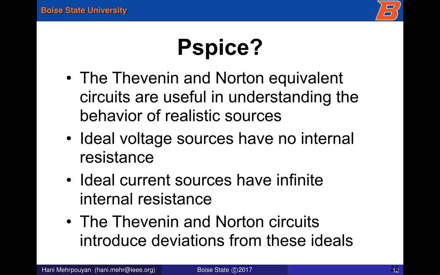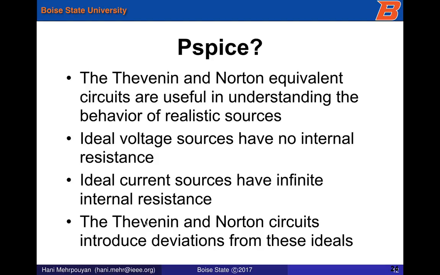Thevenin and Norton equivalent circuits are very helpful in trying to understand the behavior of realistic sources. As you know, ideal voltage sources have no internal resistance, and ideal current sources have infinite internal resistance in parallel. So in the case of voltage sources, you have no resistance in series, and in the case of ideal current sources, you have infinite resistance in parallel.